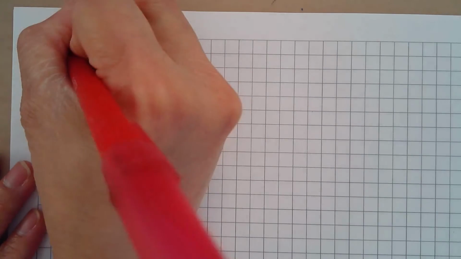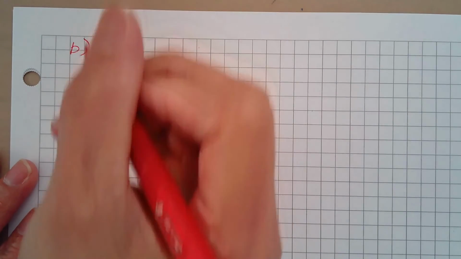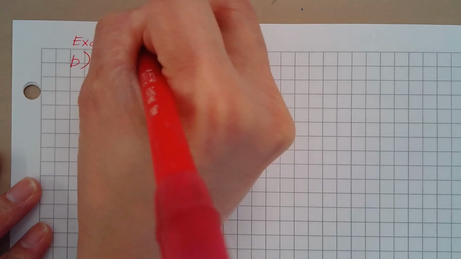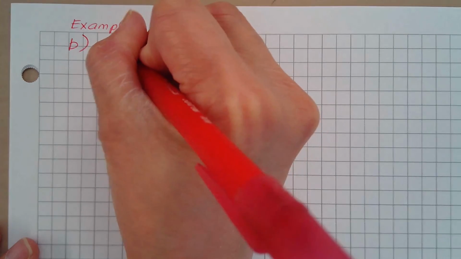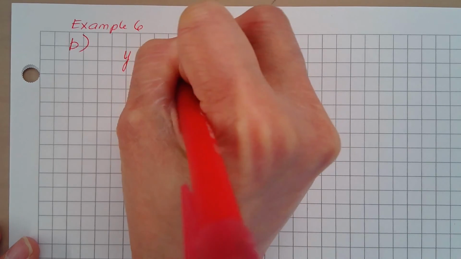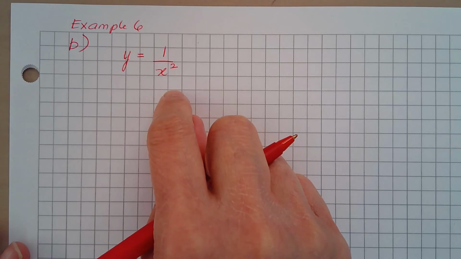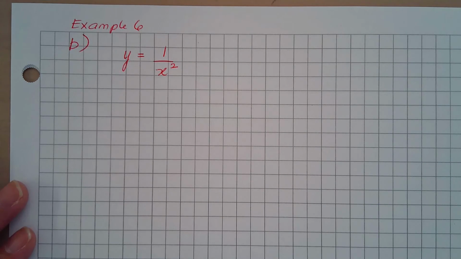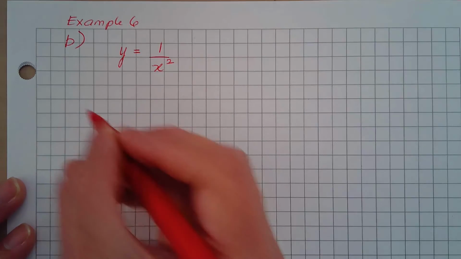We're going to go back to B, because now we're thinking, how do we do that one? Now, the original function is y equals 1 over x squared. How does that graph look? Okay. Let's see.